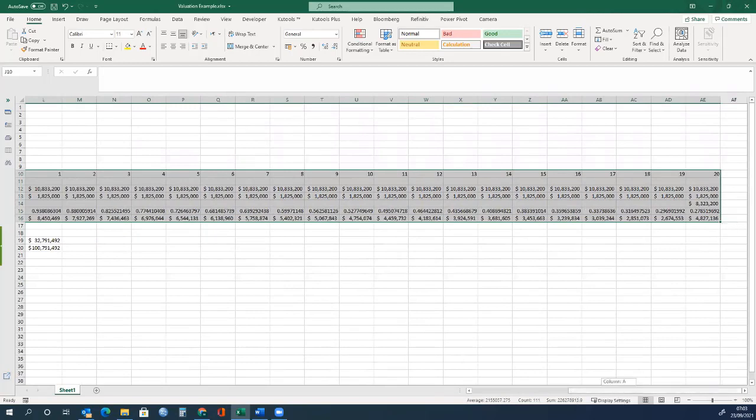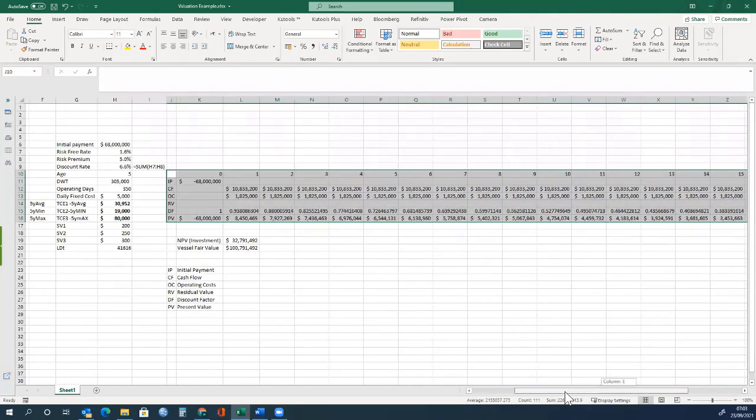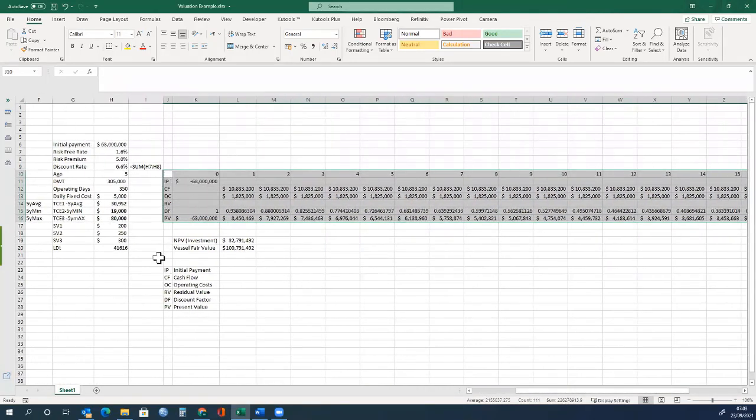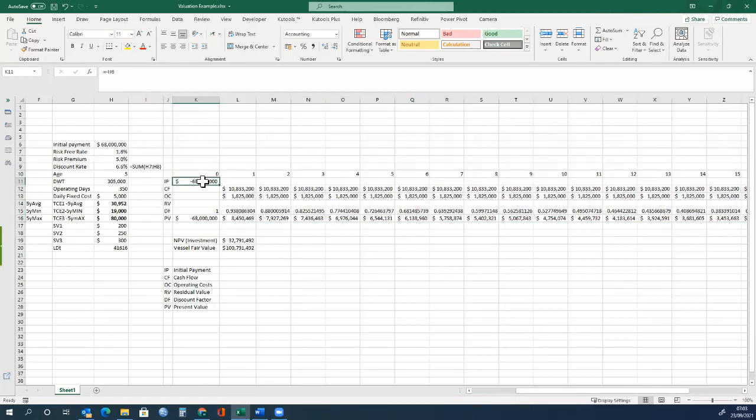This is based on the fact that we are assessing a 5-year-old vessel and we are assuming that the lifespan of a vessel is 25 years. The key information for the table is explained here. The initial payment in year 0 is minus 68 million, and we generate the cash flow here for 20 years.